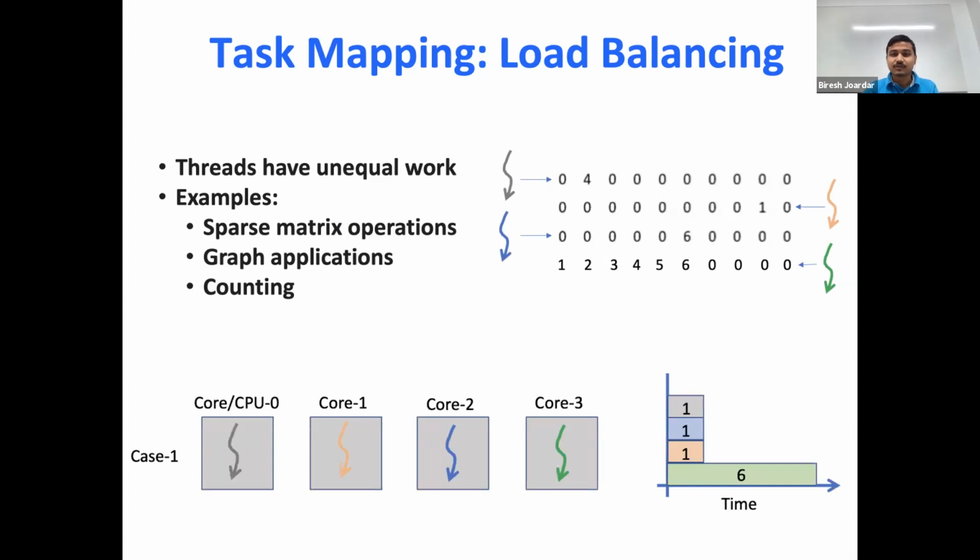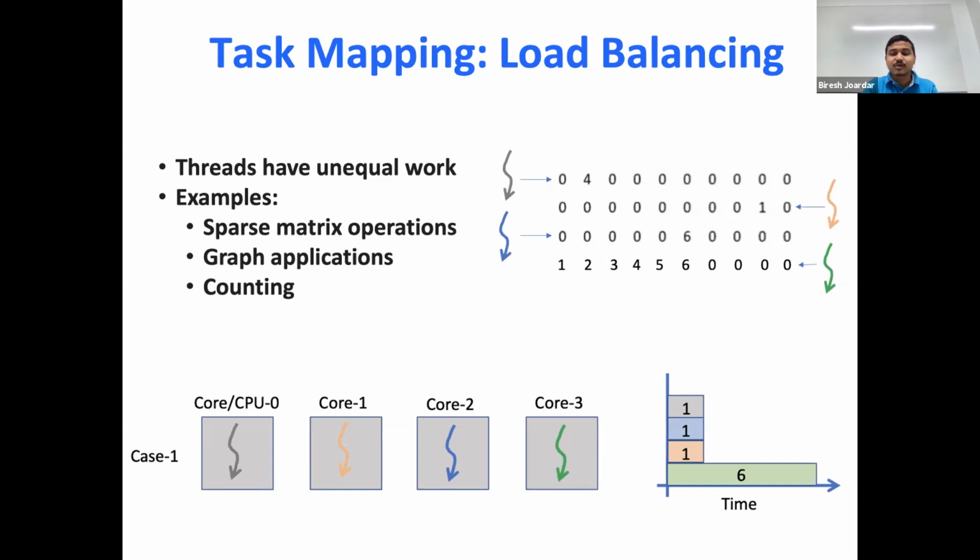Now, if you just naively map all these 4 threads on your 4 cores, you will end up with a situation where your first 3 threads are done within 1 unit of time, but your last thread is continuing to work for longer, for 6 units of time. Now, this is a waste of resources, right? Because I have a 4-core system. 3 of my cores are not doing anything for 80% of the time, whereas one core is doing most of the work. Now, this is very inefficient because I have a many-core architecture, but I'm not utilizing it fully.